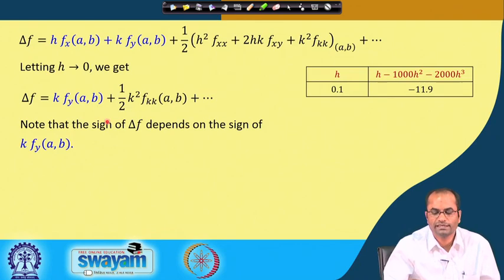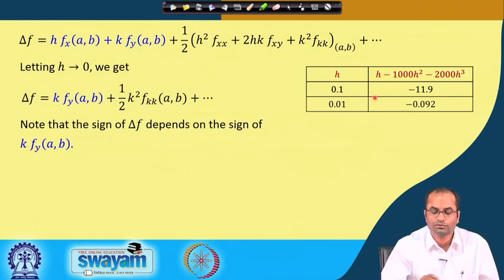Just for example, we take an expression here: h minus 1000 h square minus 2000 h cube. What we will notice is that the sign will be determined by this h only, not by these other terms, but we have to go to a sufficiently small h close to 0 to see that. For example, we take h equal to 0.1, which is too large a value, and we get a negative number, because the other terms dominate for h equal to 0.1.